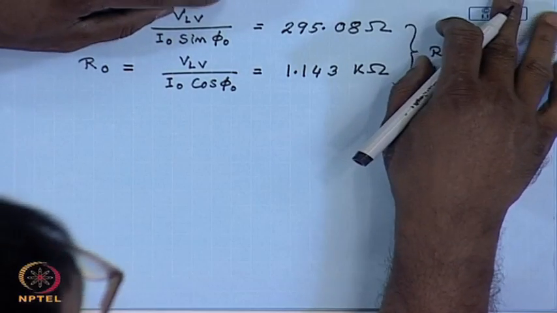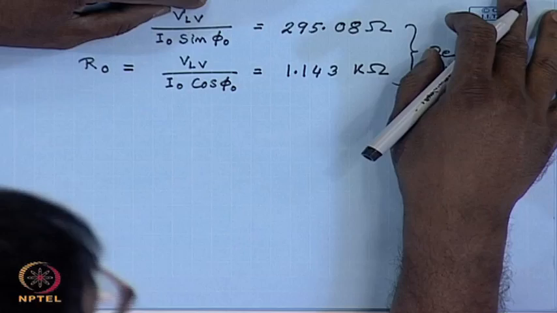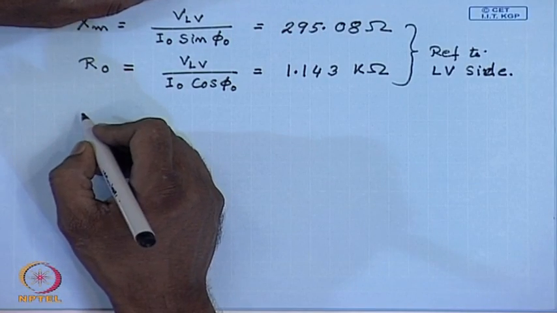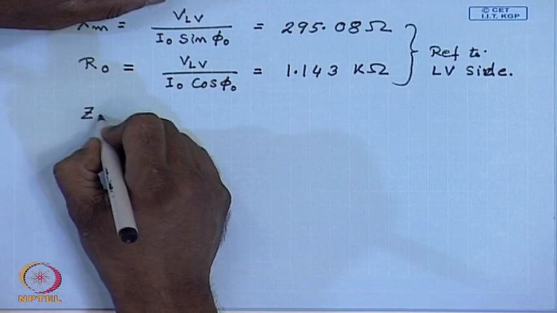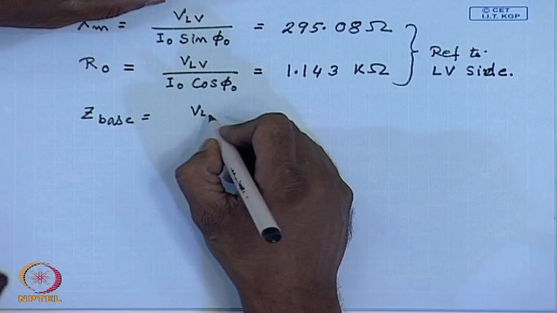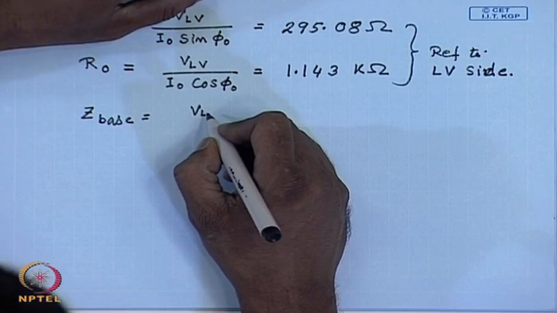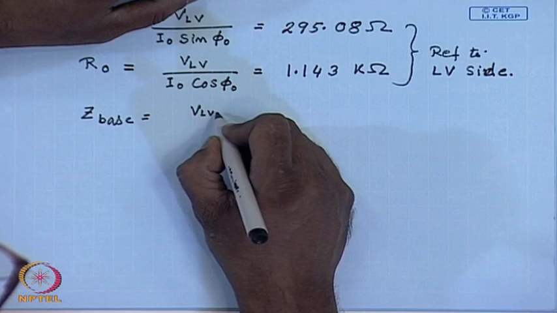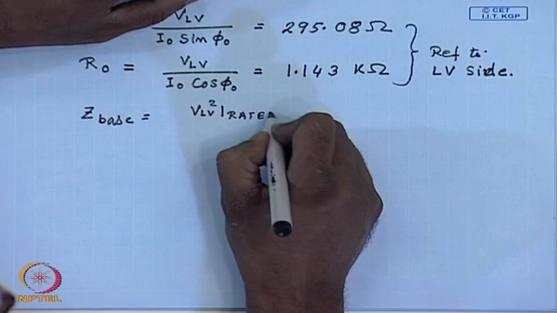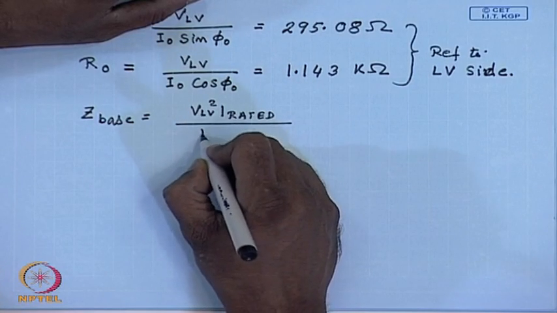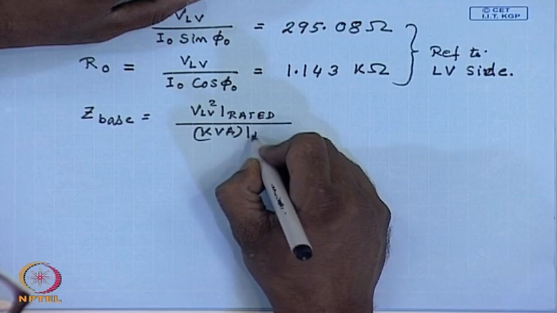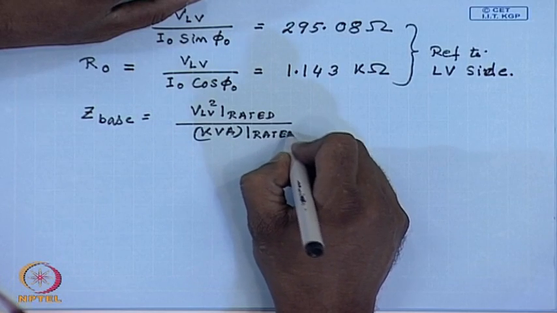As we have seen that there are some advantages in expressing them in per unit. For that, we will have to find out what is Z base on the LV side. So, Z base equal to VLV rated square divided by rated kVA of the transformer.